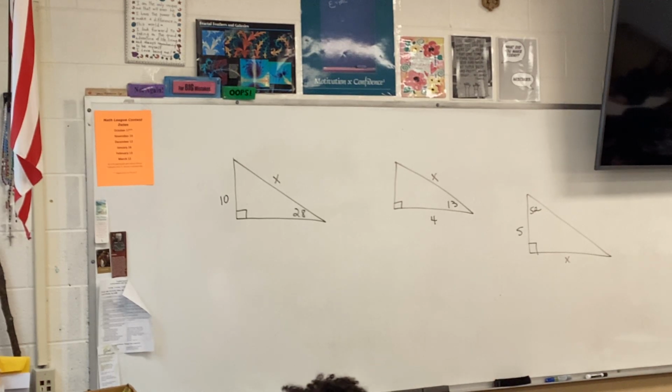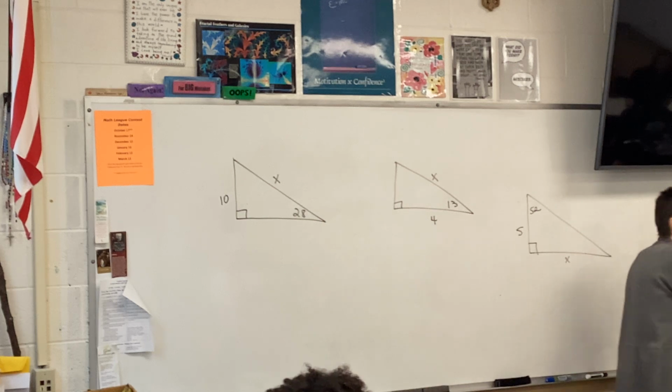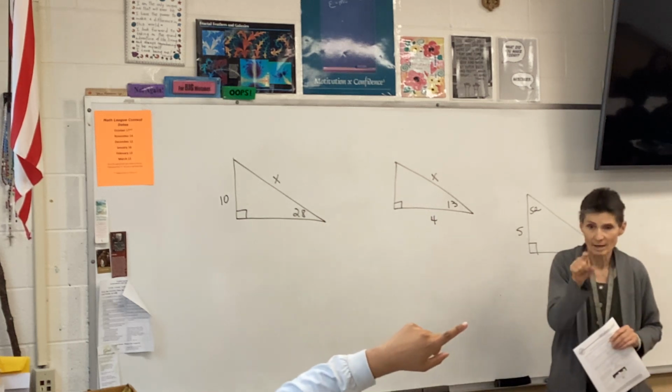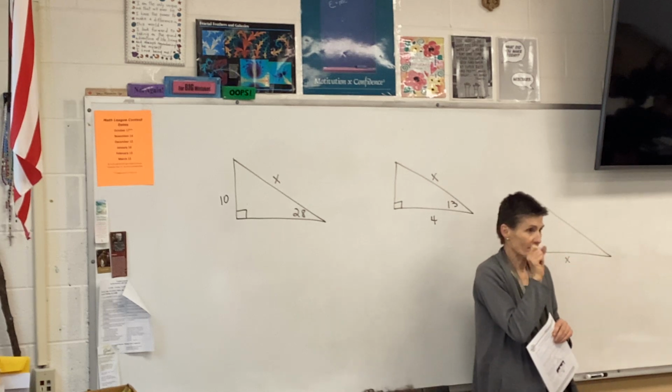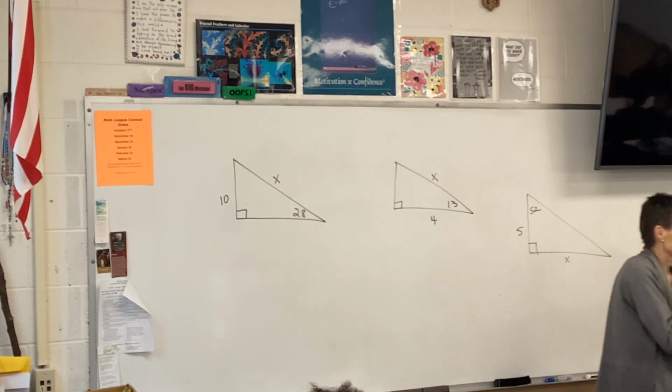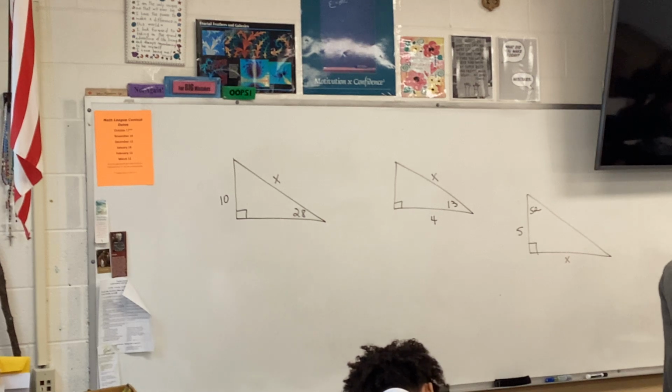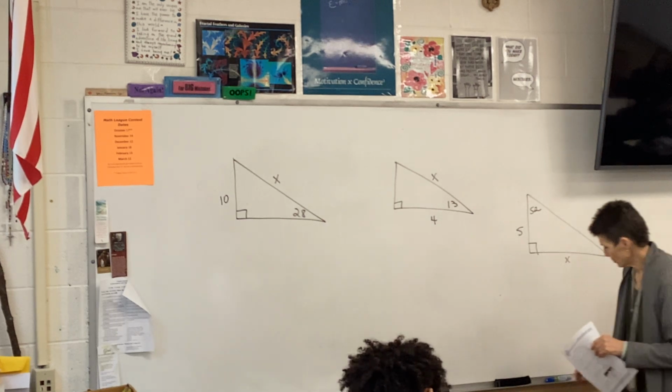All right. Number one, what's opposite over hypotenuse? Sine. That's right, sine. When you write that, you have to go like that fancy. No, you can just write sine. Okay. How about number two?